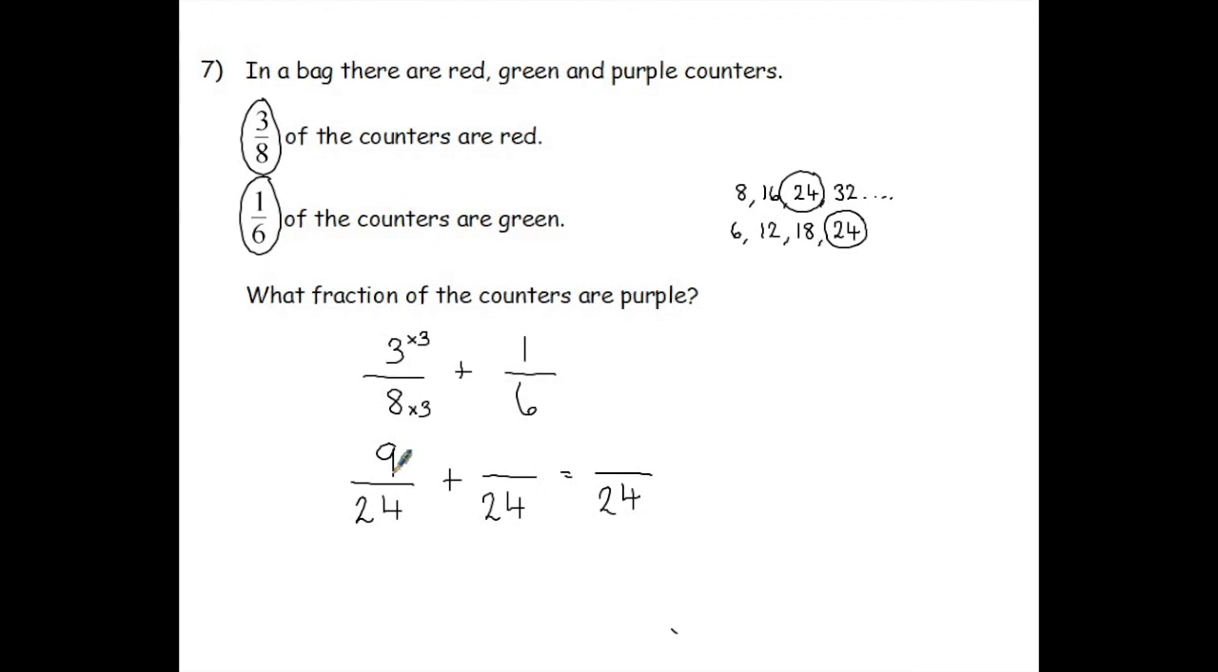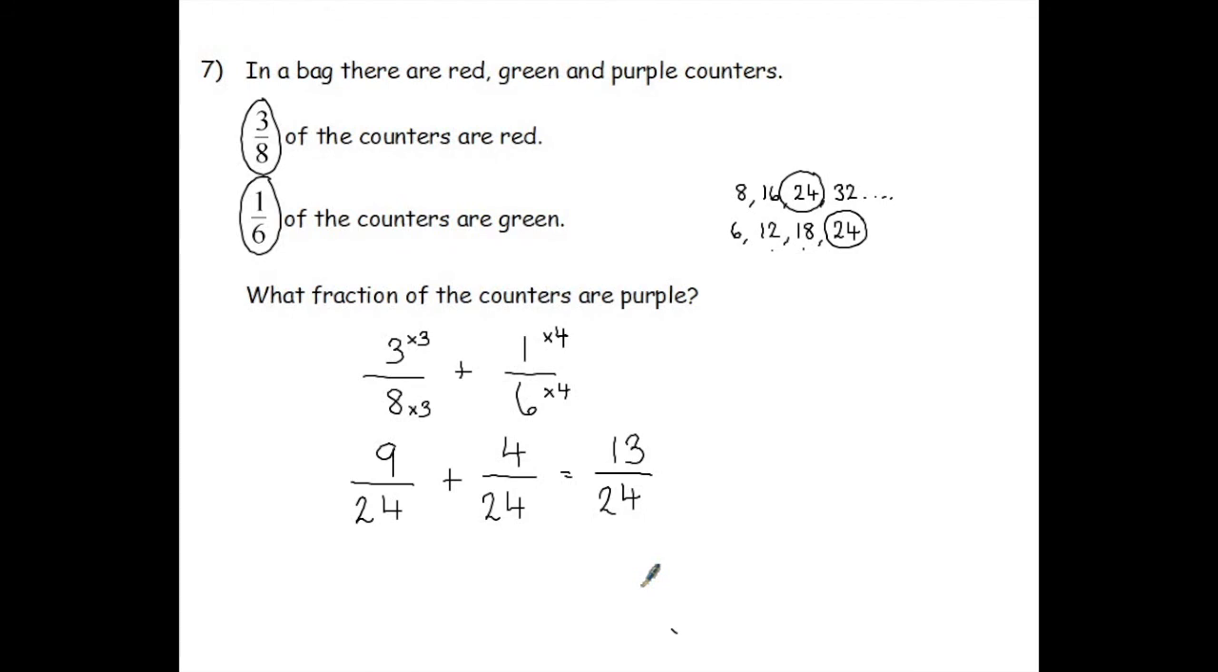On to the next fraction, so 6 to 24, 6, 12, 18, 24, it's been times by 4. So because we've times the denominator by 4, we have to times the numerator by 4. 1 times 4 is 4. Now we can add the numerators together. 9 add 4 gives us 13. So the red and the green counters together comes to 13 out of 24. If you read it like that, 13 out of 24, all the rest now have got to be purple.